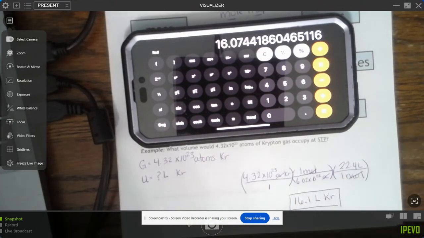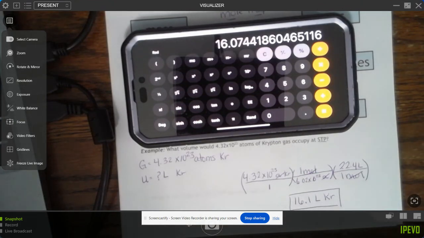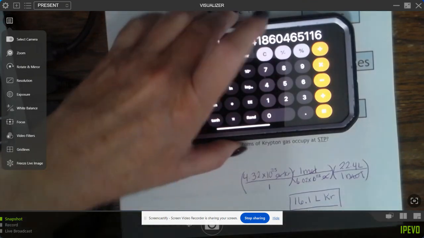All right. Let's see, should we do one more example? Yes, let's do one more example.